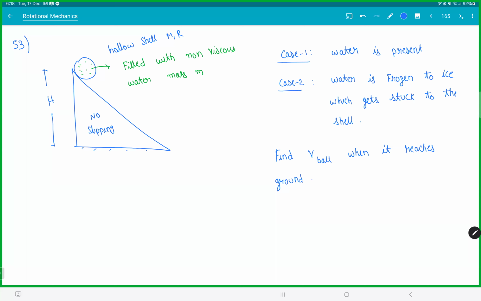Hope the question was clear. Shell won't rotate, yeah. Don't say root 2gh, right? Root 2gh, when will you get? If you take a particle and leave it from a height h, you will get V as root 2gh. No rotation, nothing, you will get root 2gh. You have rotation, moment of inertia. What is rotation doing then? Poor thing, it will just die.